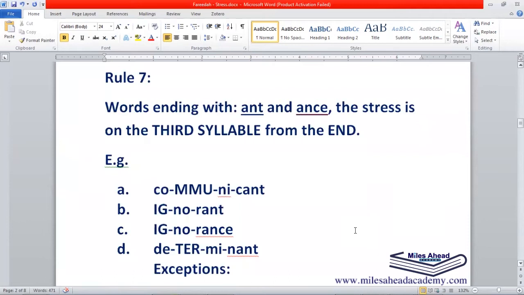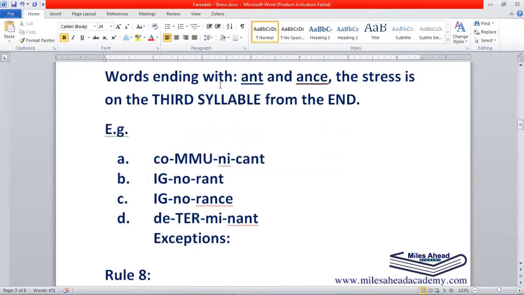Rule 7. Words ending with ANT or ANCE, the stress is also on the third syllable from the end. The same with the ENT, okay? For example, communicant, ignorant, ignorance, determinant. Words ending with ANT or ANCE, the stress is placed on the third syllable from the end, just like the ENT or ENCE. No exceptions for this one yet. Maybe we'll have to discover or start talking, saying something like Puritans.